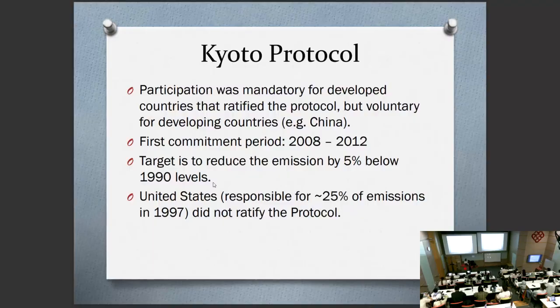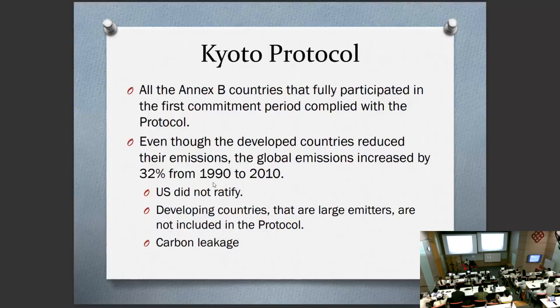The United States is responsible for around 25% of the carbon emissions by the year 1997, but it didn't ratify the protocol. So it means it didn't commit to their promise to the Kyoto Protocol. All the countries that fully participated in the first commitment period complied with the protocol.